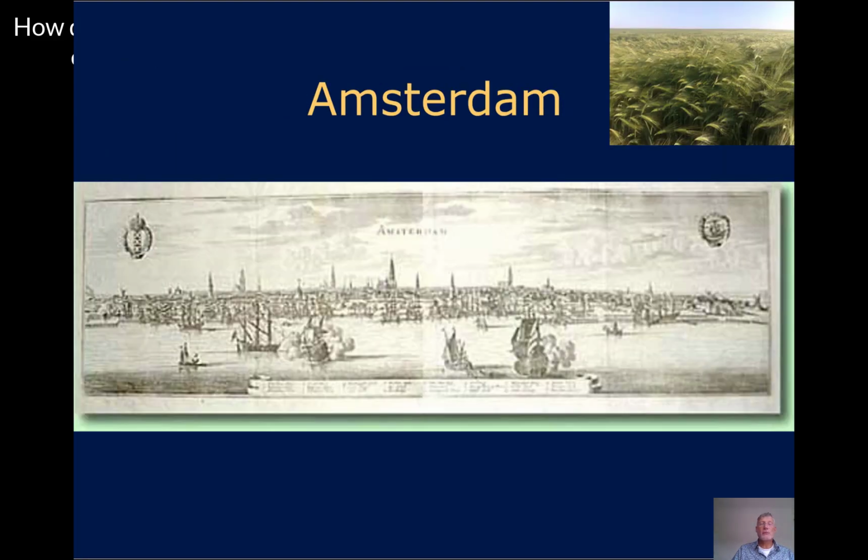And on the other hand, we have the core in Amsterdam. At the end of the long 16th century and the mid 17th century, Amsterdam became really the core of the core in northwestern Europe.